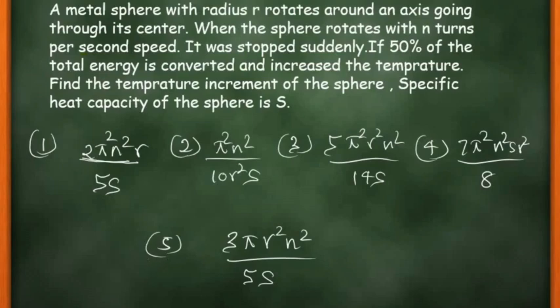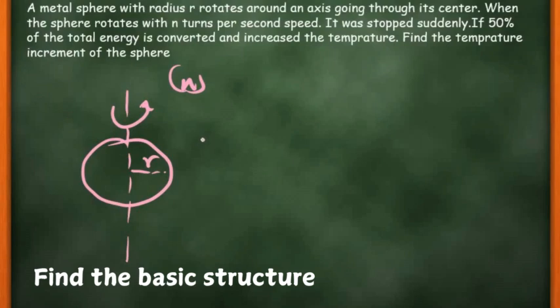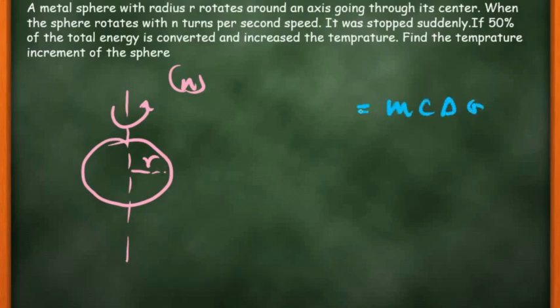It's an MCQ question. Now you can see this sphere is rotating around its axis with a speed of n rounds per second. So let's find the structure of the question. They are asking us to find a temperature increment, so that's mc delta theta, right? And 50% of the total energy is converted into heat, and it will increase the temperature as well. So 50% of the kinetic energy will be converted into this heat energy, and it will increase the temperature as well. Right, half the kinetic energy equals mc delta theta. This is the structure of the question.